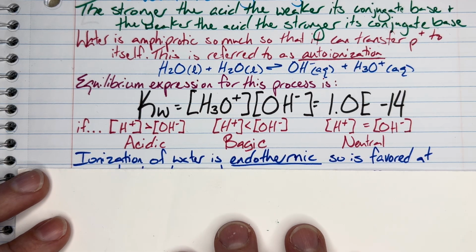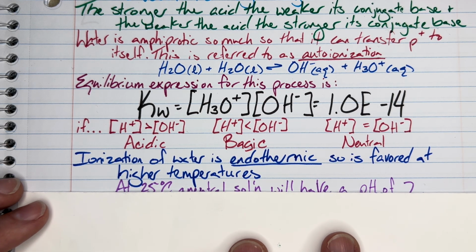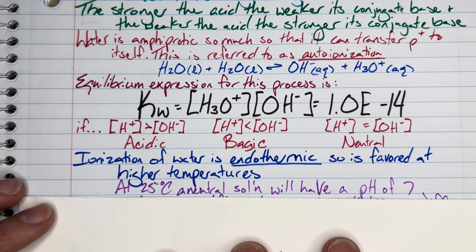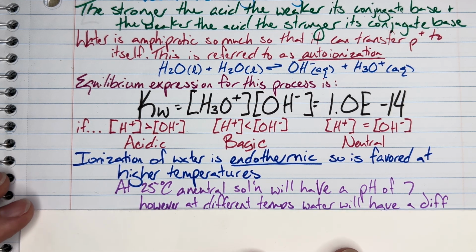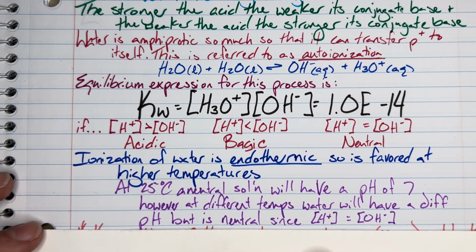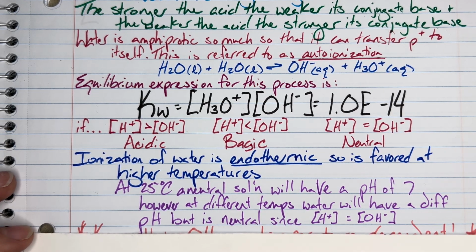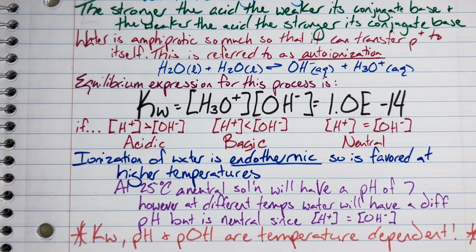Ionization of water is an endothermic process, and so it is favored at higher temperatures. At 25 degrees Celsius, a neutral solution would have a pH of 7. However, at different temperatures, water will have a different pH, but it would still remain neutral since the concentration of hydrogen to hydroxide would be equal no matter what the temperature is. So that means that Kw, pH, and therefore pOH are going to be temperature dependent.